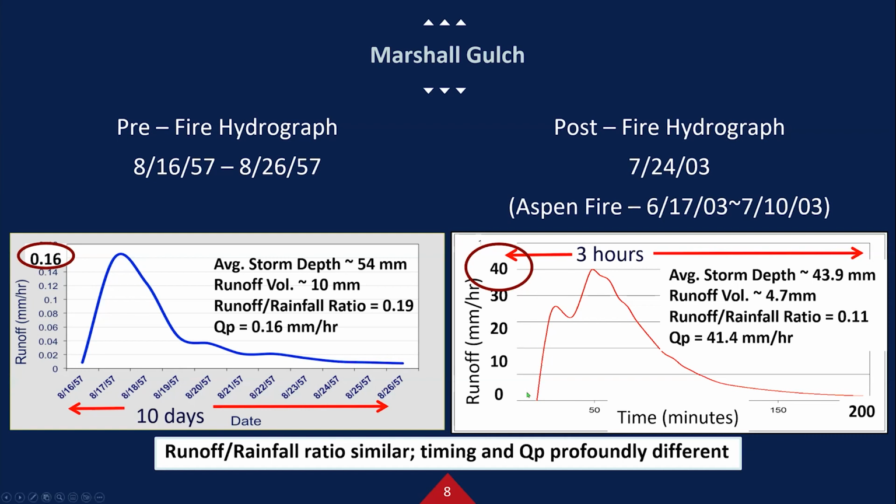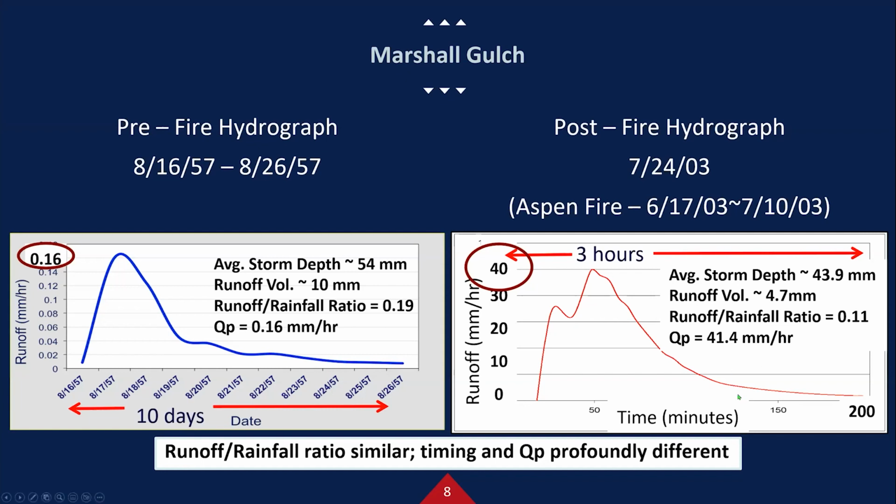And also note that all of the runoff response is basically done in about 3 hours. So we've decreased the response time due to the fire from about 10 days to 3 hours. The peak rate increased greatly, a couple orders of magnitude. And again, 0.16 versus 41.4. So, you know, the runoff to rainfall ratio is similar, but the timing and the peak rate are profoundly different.